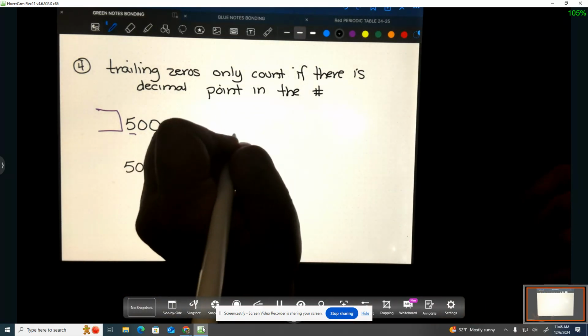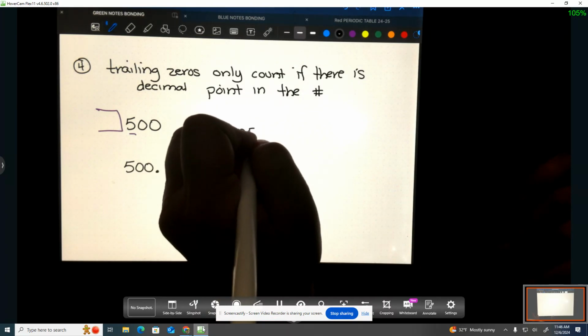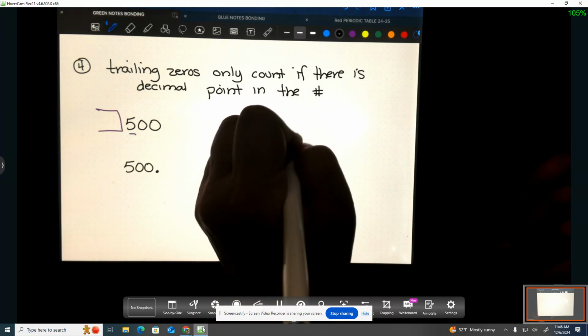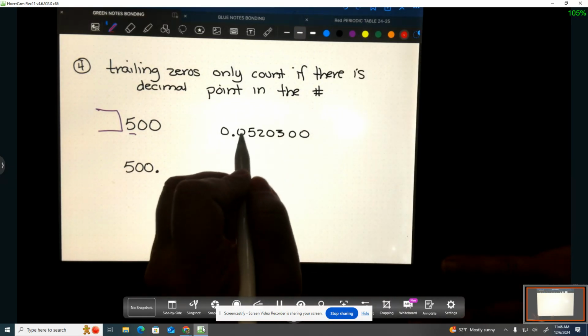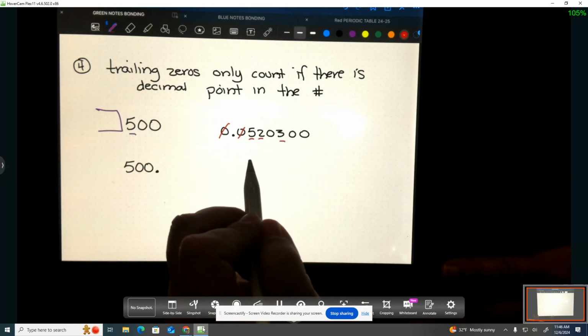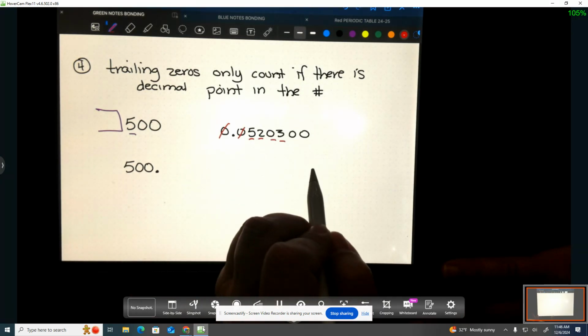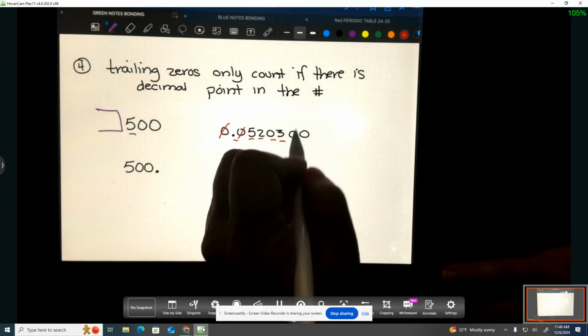So, here's a number. 0.0520300. Okay, go in order. The first 2 zeros don't count, and then 5 and 2 and 3 count, and then the one sandwich, and then the zeros at the end count. Why do the zeros at the end count? Because there's a decimal.